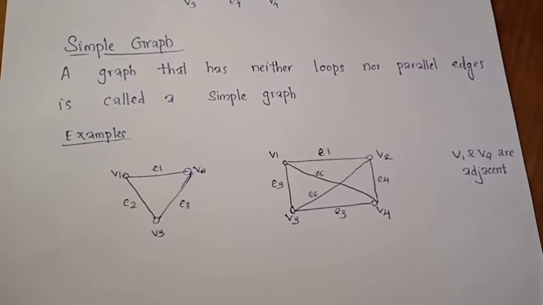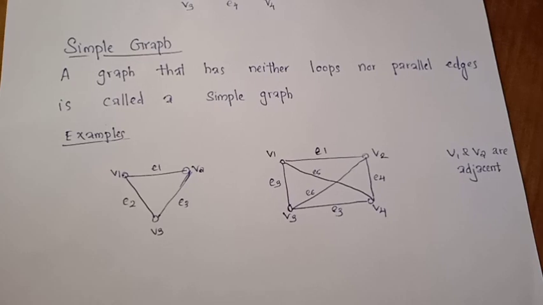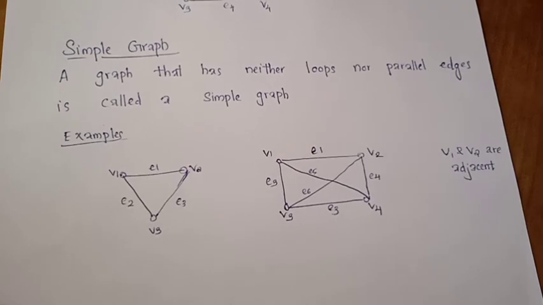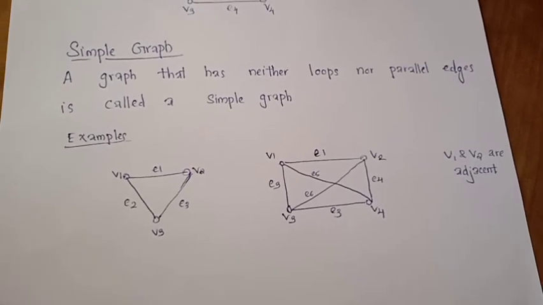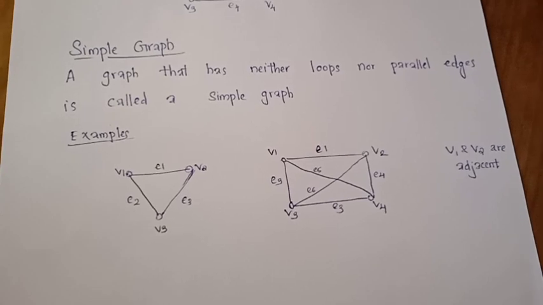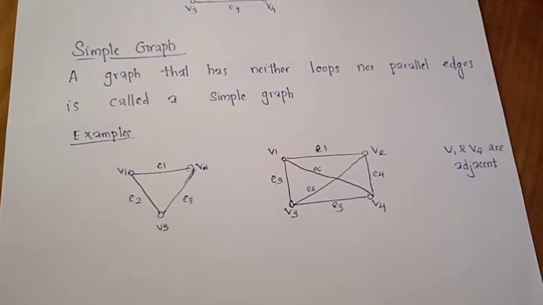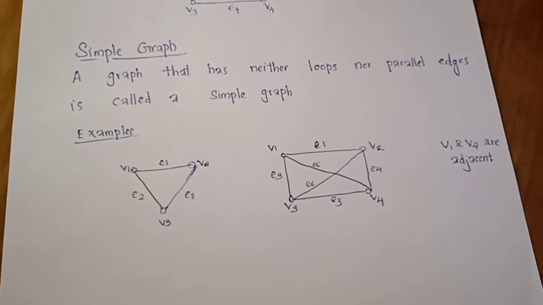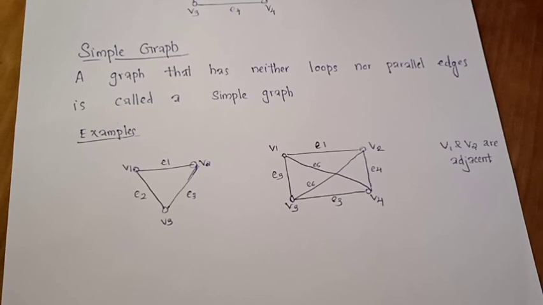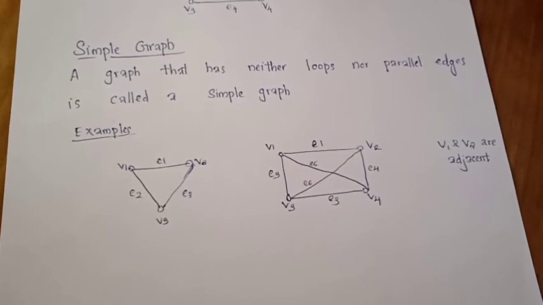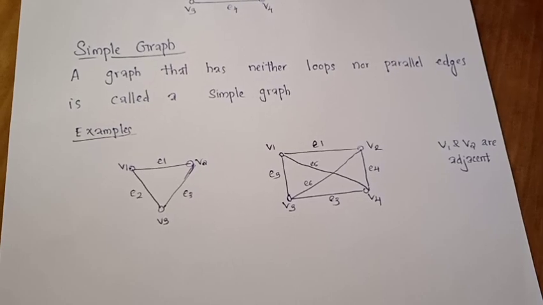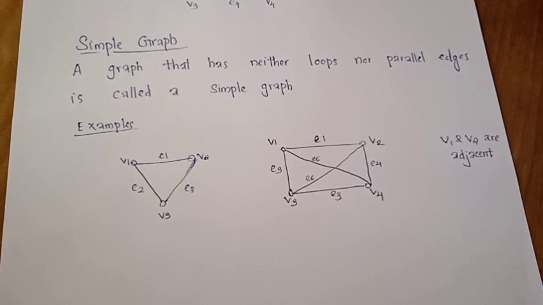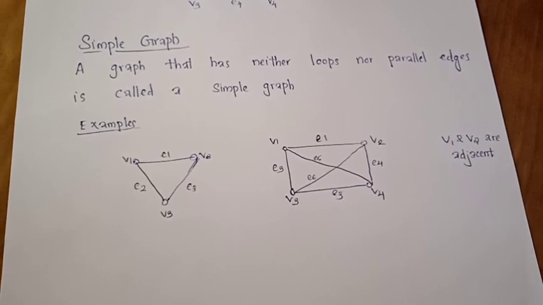Next we are going to study about simple graph. What is a simple graph? A graph that has neither loops nor parallel edges is called a simple graph. Here there are two examples. In the first graph there are no self loops and parallel edges. In the second graph also it has no parallel edges and loops, so it is a simple graph. Here V1 and V2 are called adjacent vertices.